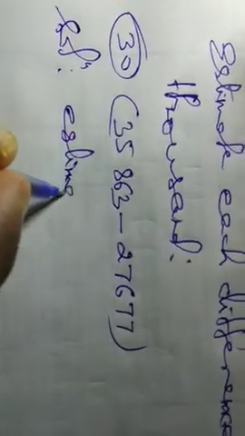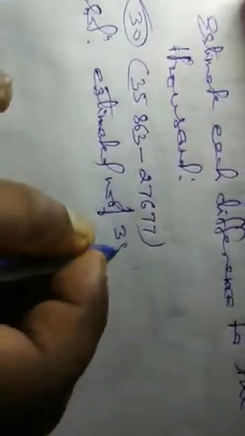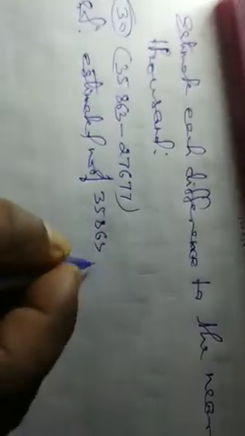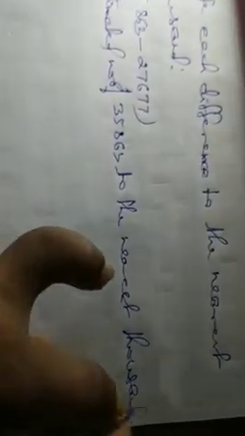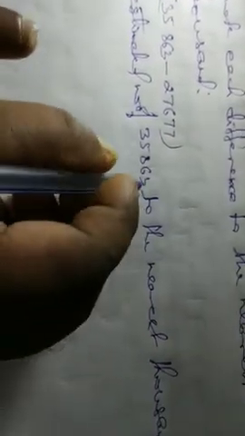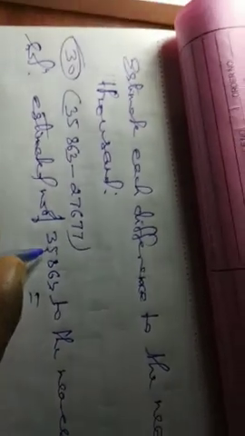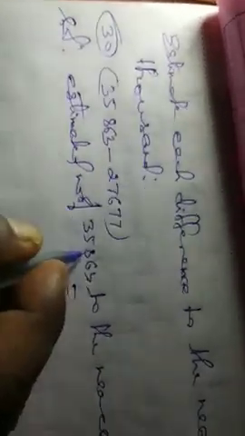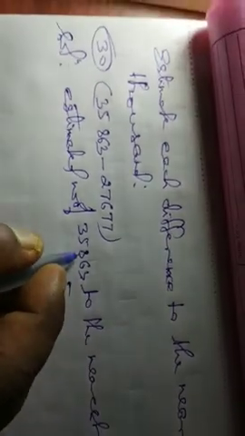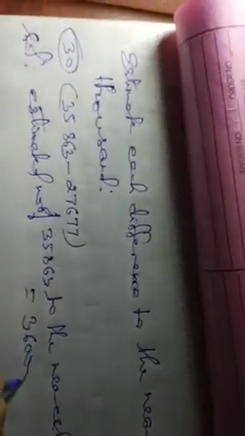Estimated number of 35,863 to the nearest thousand. The digit at the thousands place is 5, and before the thousands place, the digit at the hundreds place is 8, and it is lying in the range from 5 to 9. So 5 is converted into 6. 36,000.